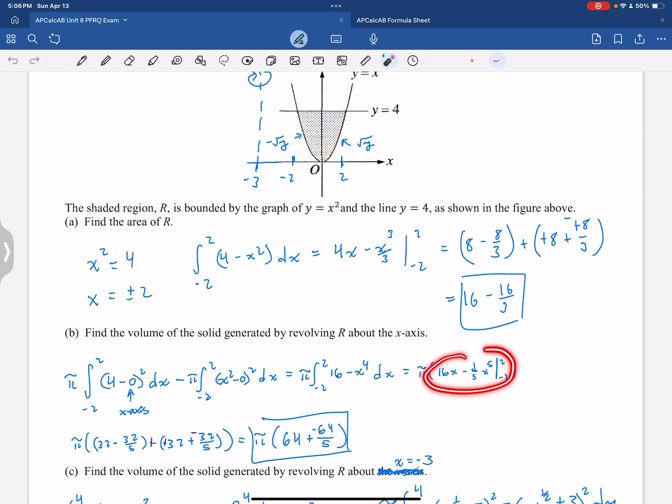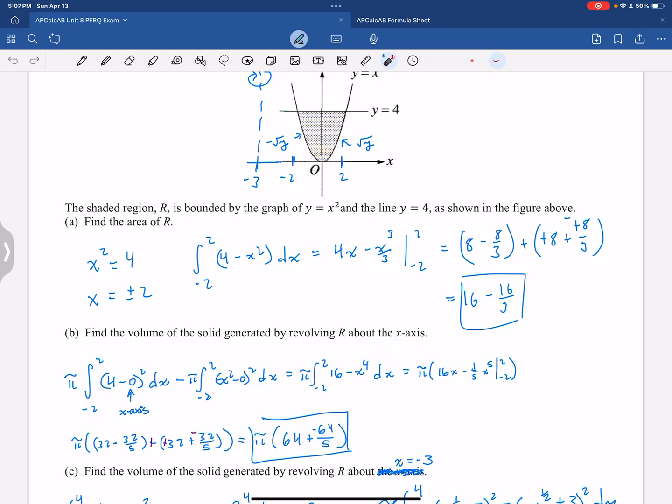I'm going to do all this stuff before I multiply out this pi. And so when I plug in the 2, I get this guy. When I plug in the -2, I get this guy. But I did change the signs because I didn't want a minus anymore. I wanted to add. And once I simplify this, I bring in the pi, and we're done. So there you have it. That's the volume of the solid when the region R is rotated around the x-axis.